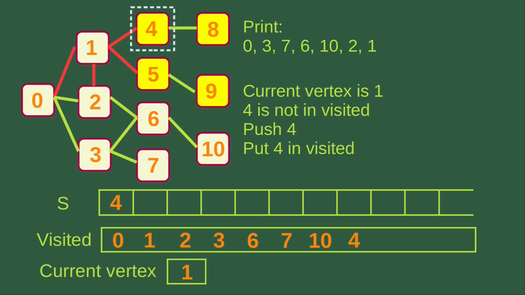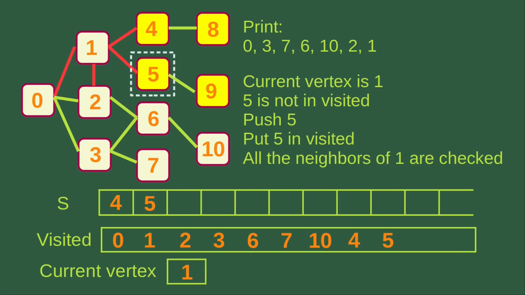Now, for number 4, it is not in the visited set. That means we have to put it into the stack, and we have to put it into the visited set as well. And for node 5, it is not in the visited set yet. We have to push it into the stack, and I have to put number 5 into the visited set. And after that, all the neighbors of number 1 are already checked.